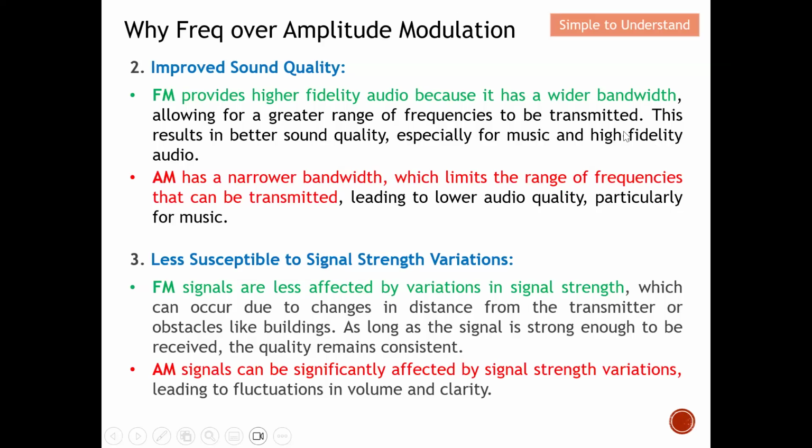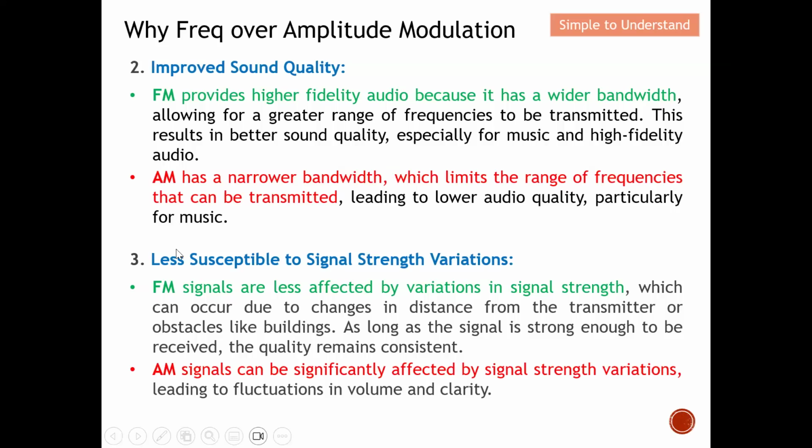AM, on the other extreme, has a very narrow bandwidth, which limits the range of frequencies that can be transmitted. Once we limit the frequency, this leads to lower audio quality, which is especially true nowadays, as music is getting more sophisticated.